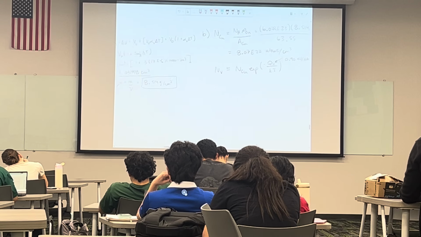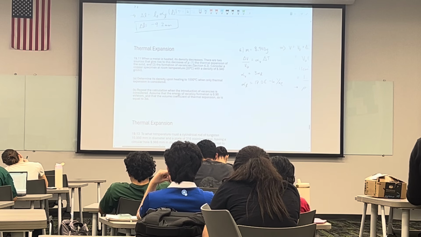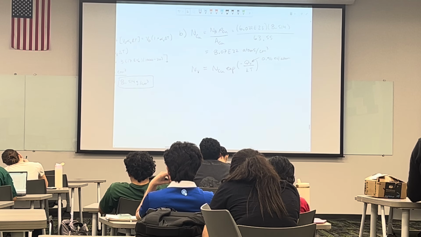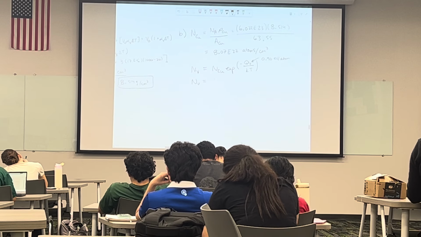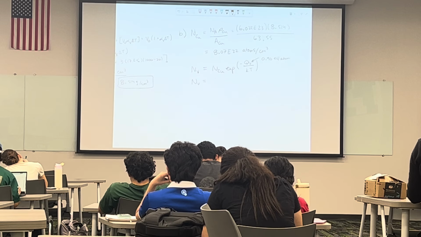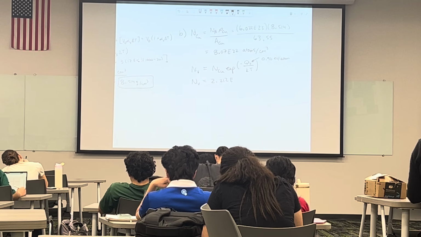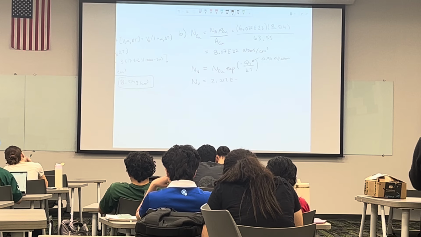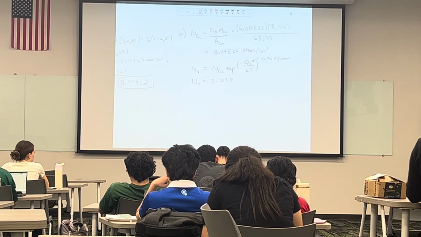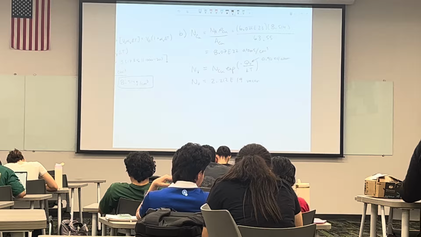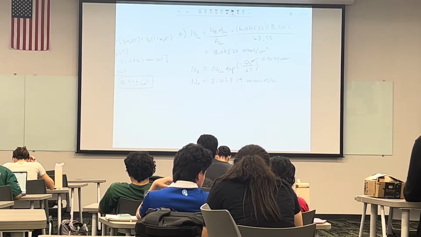So again, this part is just plug and chug. I'll just get to the end for this one. I'll let you guys do the calculation on your own, in the interest of time. So you should end up with number of vacancies of 2.212 times 10 to the positive 19 vacancies per cubic centimeter.